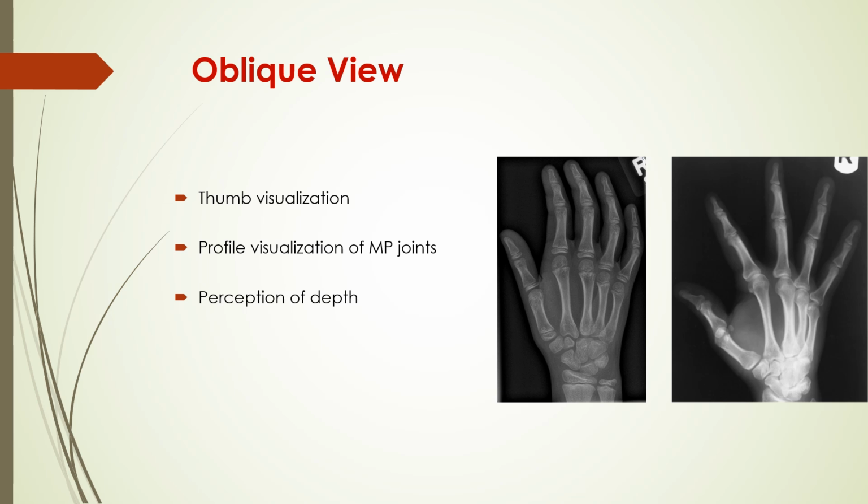What we cannot view clearly in the last view is adequate visualization of the thumb, especially at the CMC joint level. So we can use the oblique view to have a very good visualization of the CMC joint as well as a profile view of the MP joints. This gives somewhat three-dimensional rendering to an otherwise two-dimensional investigation.